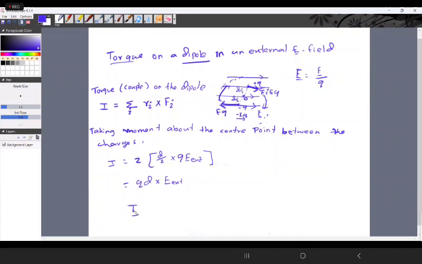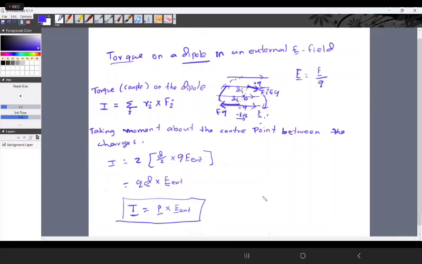Therefore, we have that underline. The torque is underlined because it is a vector; we know that displacement is also a vector, and the electric field is also a vector. Wherever we have these vector values, just write them like this. We know that qd is equal to p, also a vector. So the cross product of the dipole moment and the external electric field gives us the torque. Okay, please write this down. The torque will be equal to the cross product of the dipole moment and the external electric field.